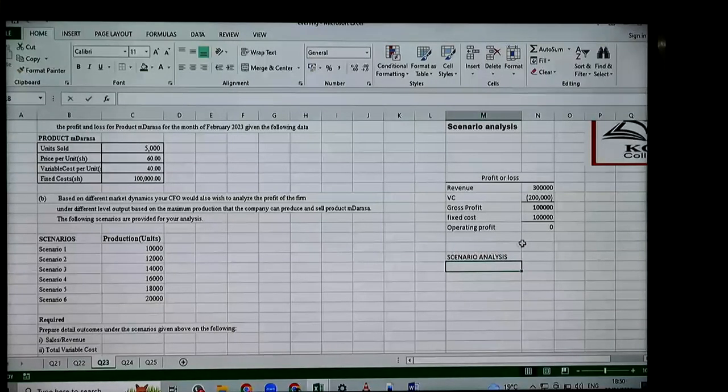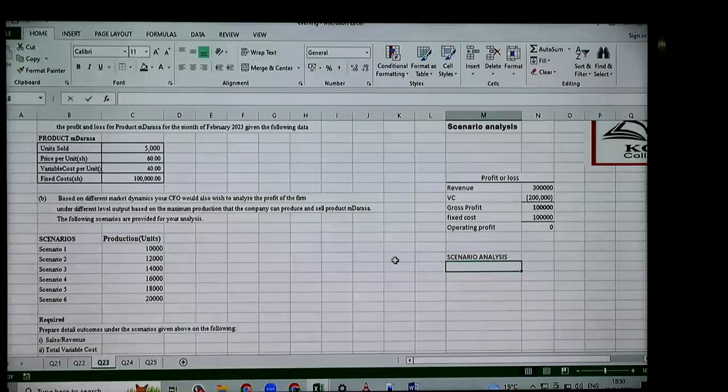Part B of the question says that based on different market dynamics, your CFO would also wish to analyze the profit of the firm under different levels of output, based on the maximum production that the company can produce and sell product M-Darasa. The following scenario. So you've been given the units, and you are told to perform a scenario analysis.